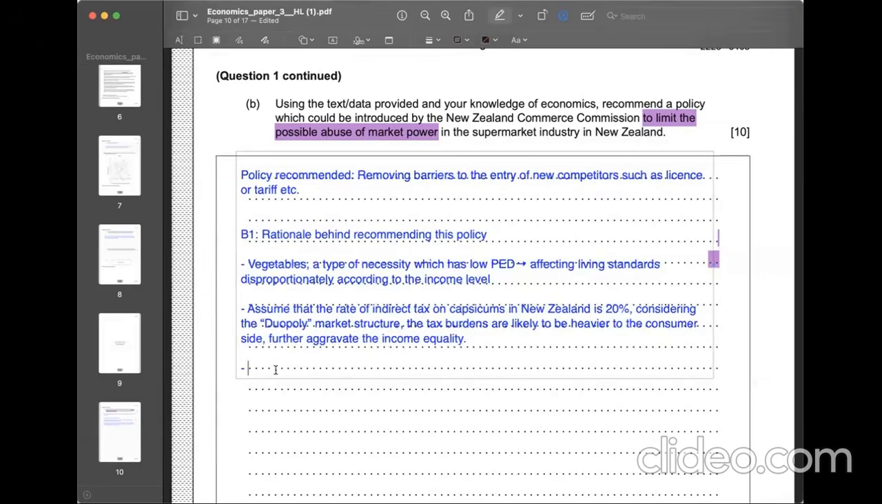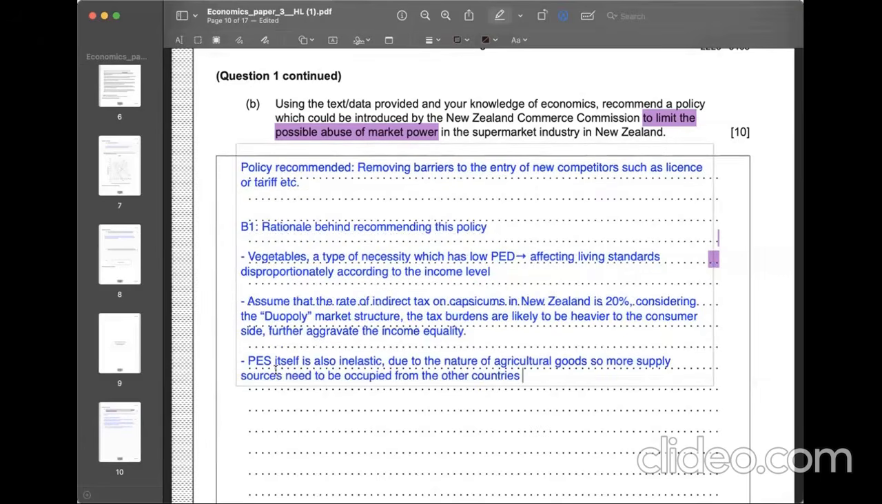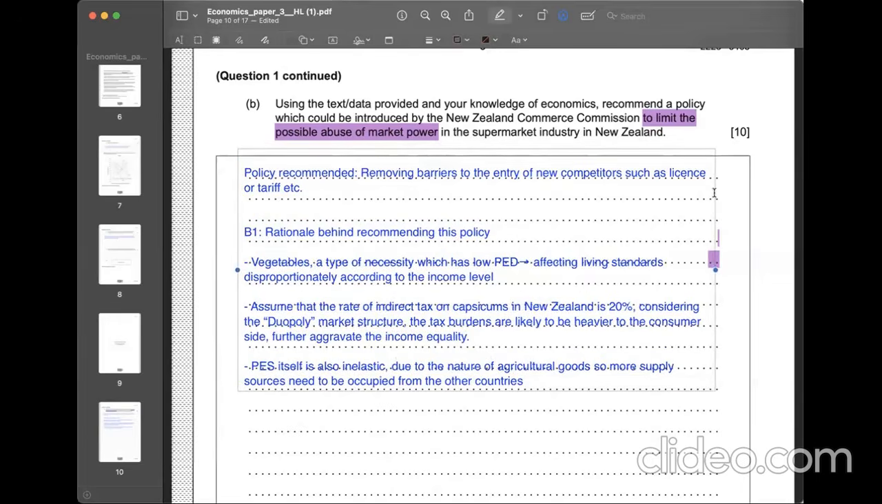Third rationale is that PES itself is going to be quite inelastic due to the nature of agricultural goods. Therefore, the government has to consider making the supply itself more stable and elastic by accepting more retailers or by accepting more supply side.